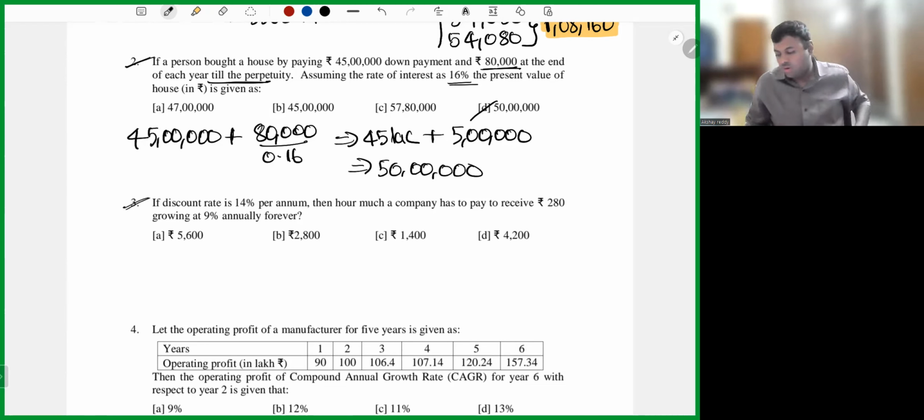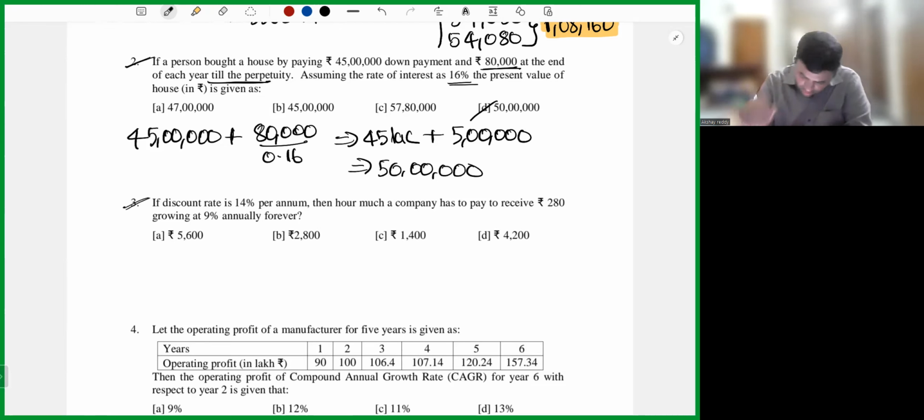Okay. Try to understand what he's telling in the sum. This person, right now he paid 45 lakhs. After that, every year he's paying 80,000, 80,000, 80,000, 80,000. Every year he's paying till infinite period, if he is alive. So he's asking what is the present value? Simply, present value will be 45 lakh plus 80,000 divided by 0.16. This is 45 lakh plus 5 lakh, which is equal to 50 lakh.